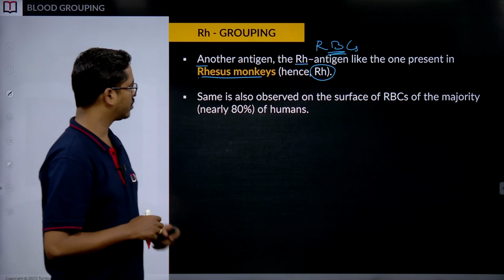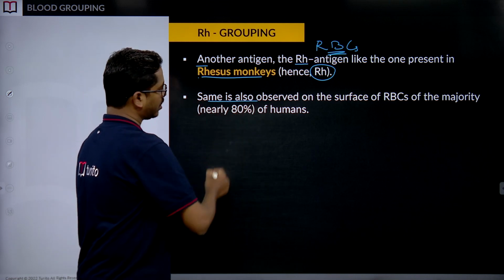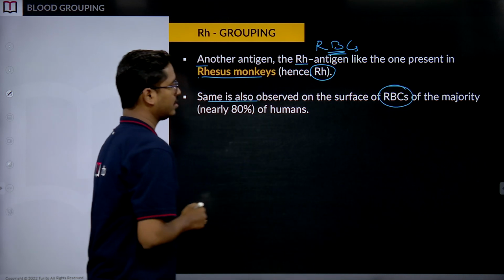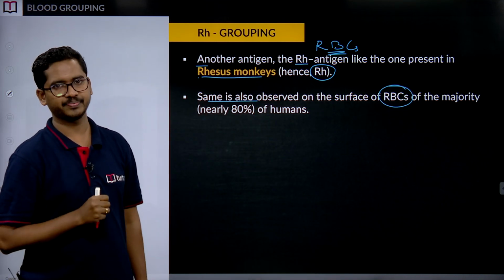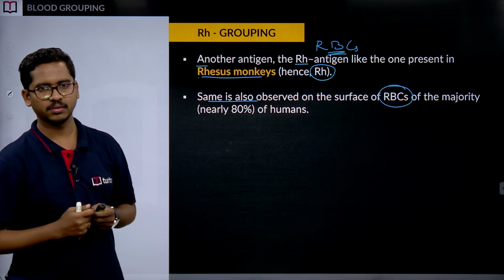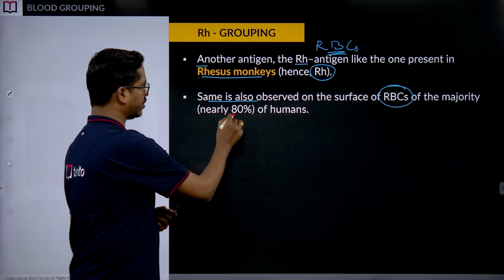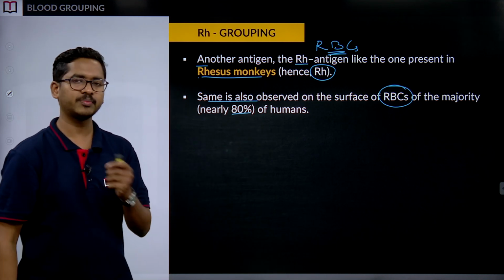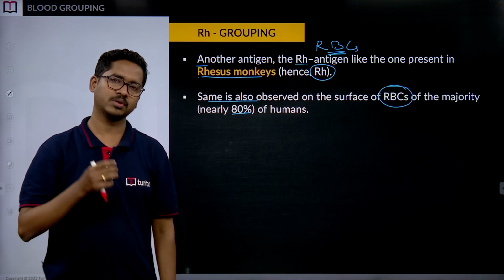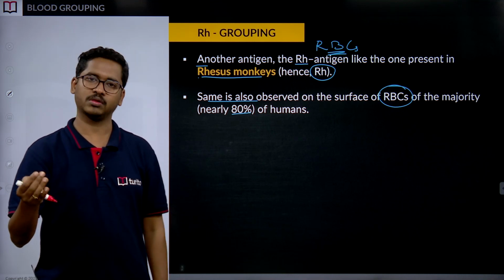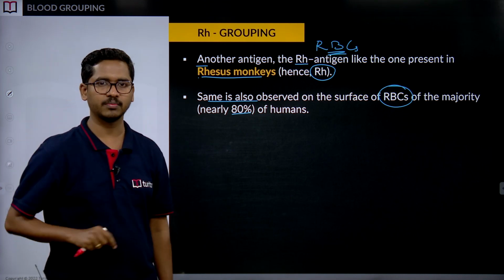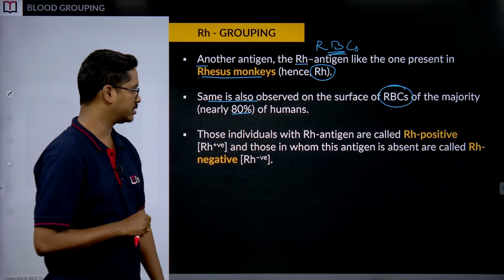Now, the very same thing was also observed on the surface of RBCs of the majority of human beings. What is that majority count? Approximately 80% of the people, whichever samples they took from humans, among them 80% were also having a similar antigen on the surface of the RBC. That is what we are here to understand.